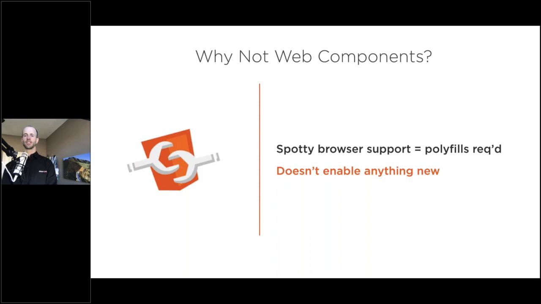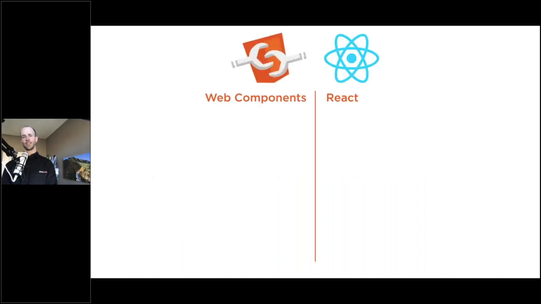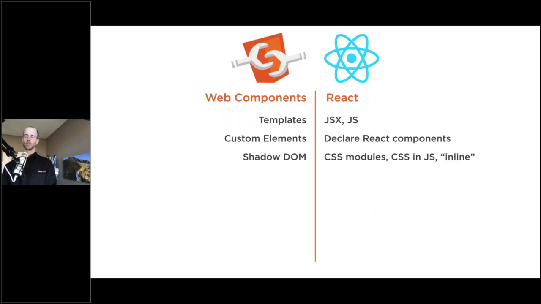We can get the same things done today in Angular or Vue or Ember, and in fact, the developer experience tends to be preferable. For instance, if I wanted to do templates, which are offered in web components, well, React offers that in JSX. If I want to do custom elements, then I can declare React components. They work the same way. If I want to do shadow DOM, there's a number of approaches in React for handling encapsulated styles like CSS modules or CSS in JavaScript. I don't need to worry about imports because with React I have one component per file and my bundler handles that.